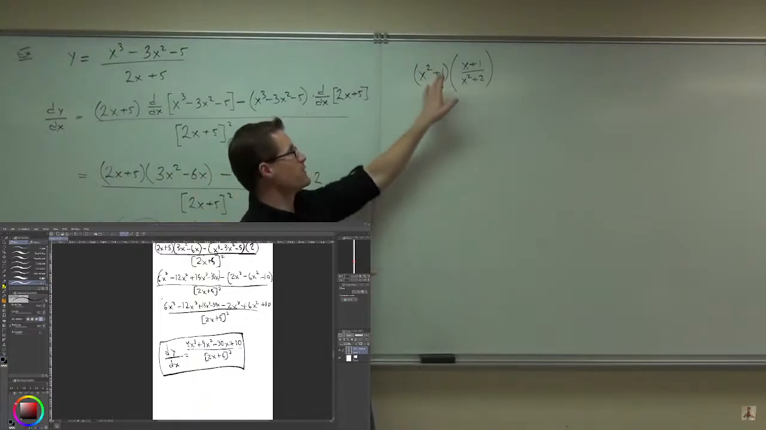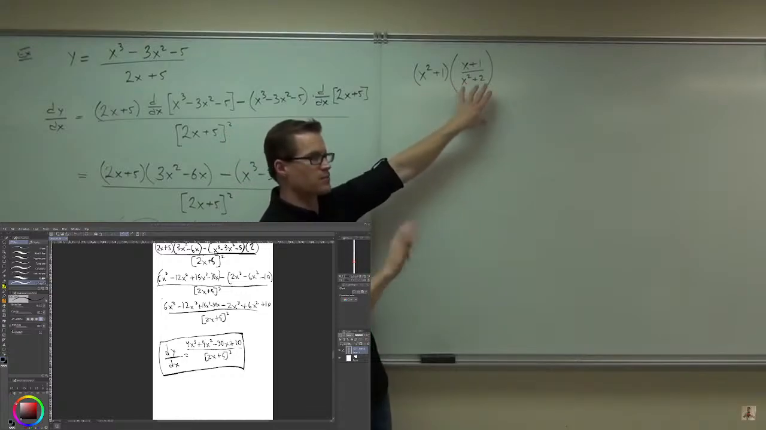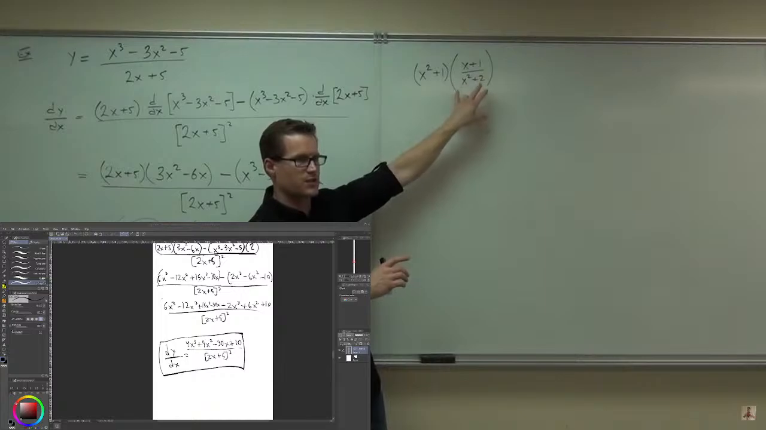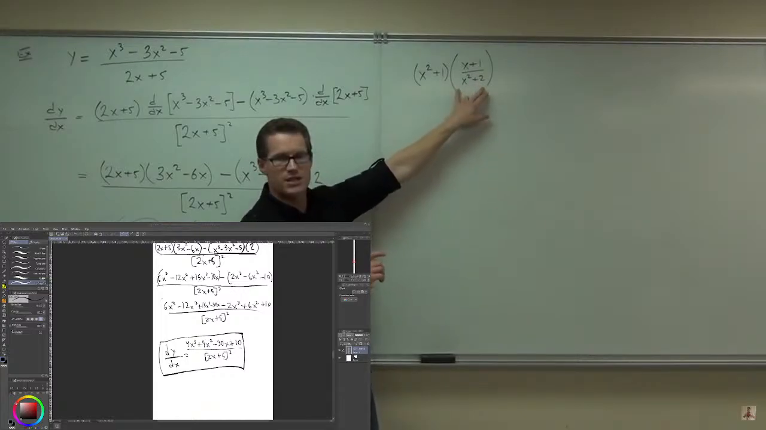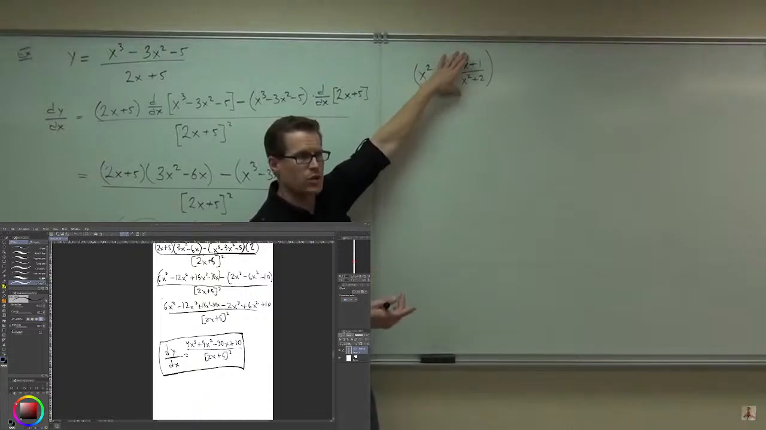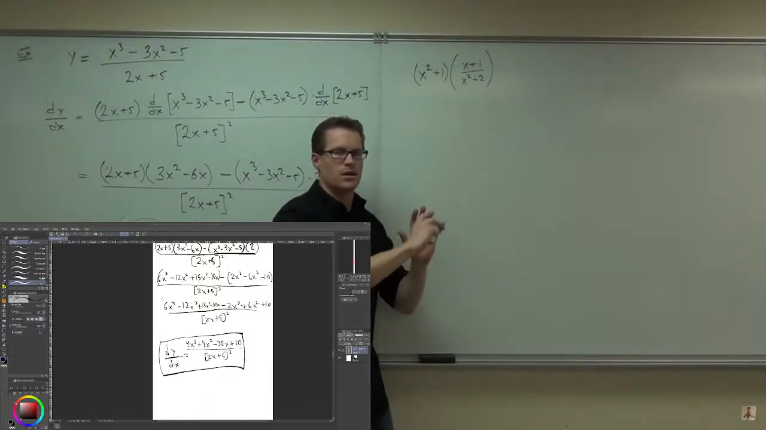As you're going through the product rule, it would be derivative of the first, times the second, plus the first times the derivative of the second. Once you get to find the derivative of the second, how do you take the derivative of that thing? It's a quotient rule. You would have a quotient rule that is within the product rule.